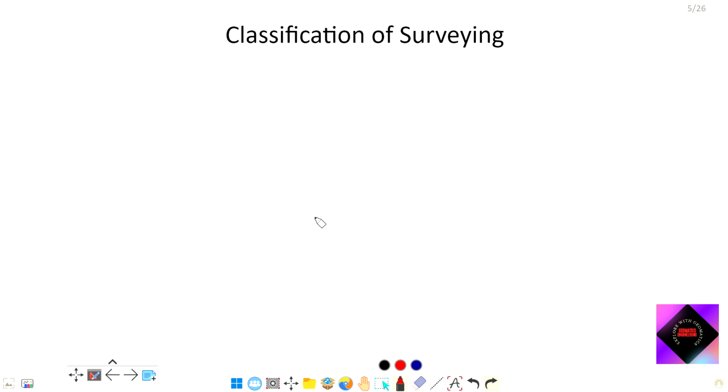We know that our earth is not a plane surface, it is curved. The original shape of the earth is neither a sphere nor an ellipsoid. Don't go with the diagram, just understand it. The original surface of the earth is neither a sphere nor an ellipsoid. The original surface is an oblate spheroid.